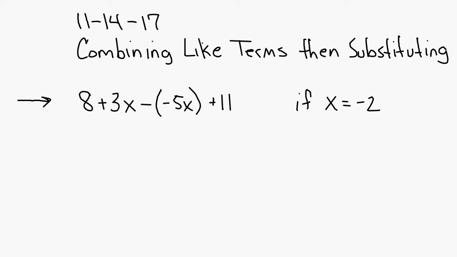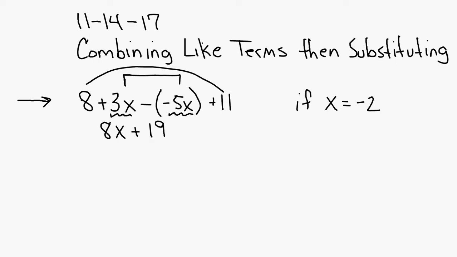So in your calculator, you can combine these two first. Type 3 minus 5 negative. And what does it say? Okay, so when you combine the 3x minus the negative 5x, you're going to get 8x. And then you have to combine the 8 and the 11. 8 plus 11 is positive 19. So now you have combined like terms.